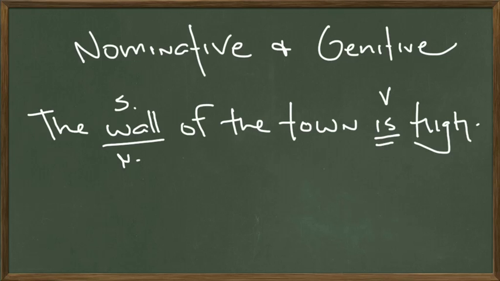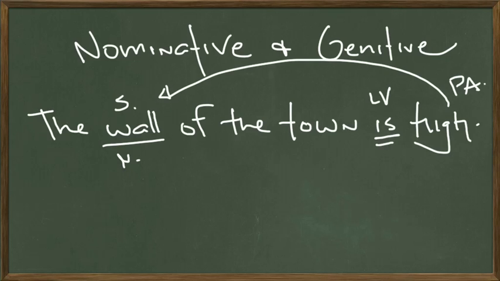And this word here, high, describes wall, making it an adjective. When an adjective describes the subject of the sentence and follows the verb is, then that verb is a linking verb, and the adjective is a predicate adjective. So when an adjective follows a linking verb and describes the noun, it's a predicate adjective. But we're still not done.